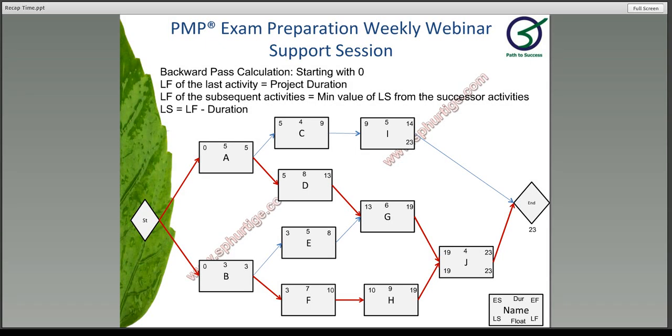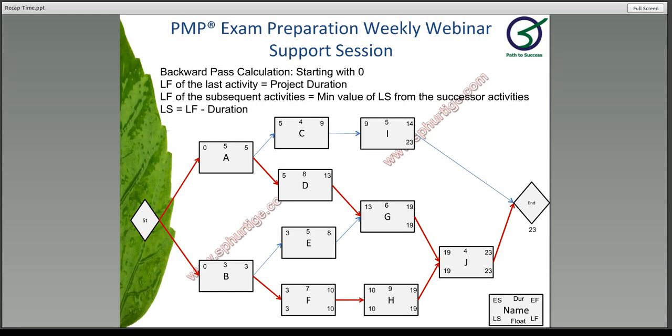I'm working out for J. 23 minus 4 is 19. So G and H will have a late finish of 19. Now for H, 19 minus 9 is going to be 10. So when your late start is 10, for F, which is the previous activity, the late finish is also going to be 10. 10 minus 7 is 3.